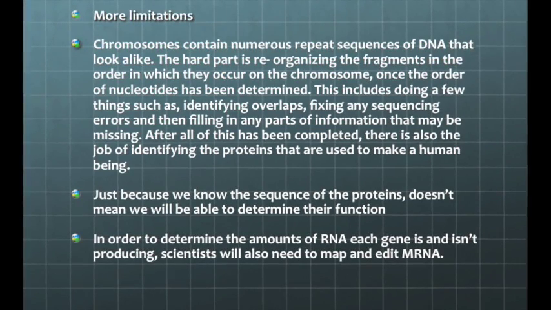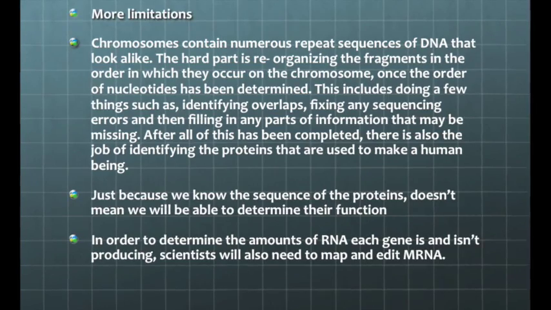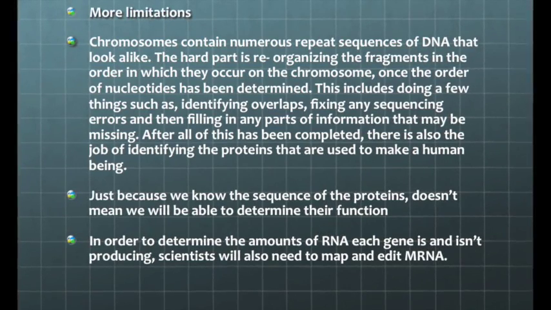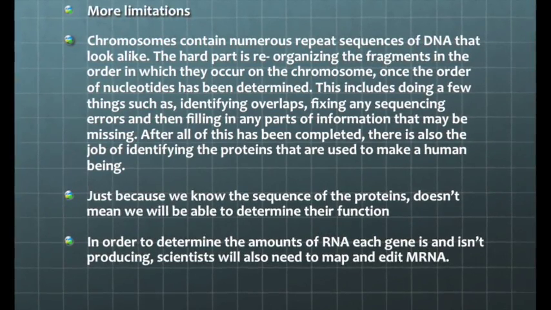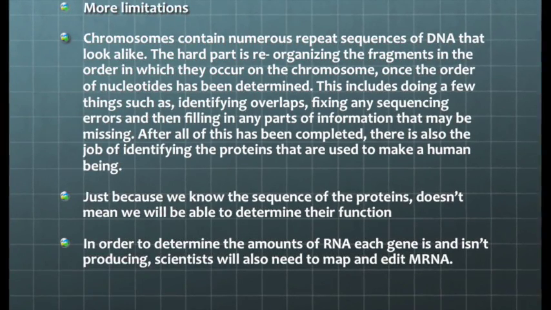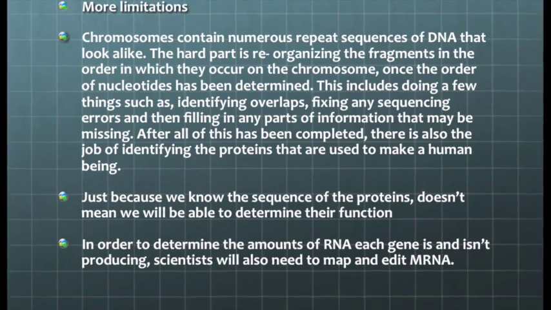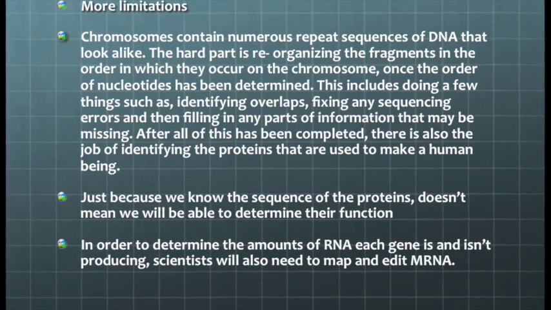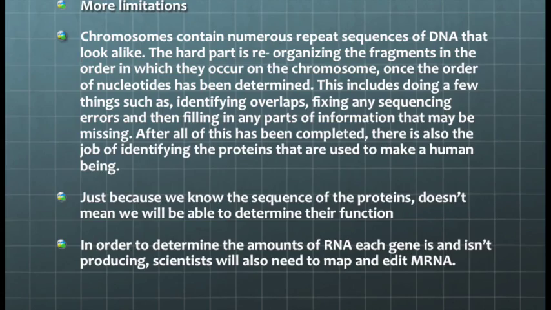After all of this has been completed, there is also the job of identifying the proteins that are used to make the human being. Just because we know the sequence of proteins doesn't mean we will be able to determine their function. And in order to determine the amounts of RNA each gene is and isn't producing, scientists will need to map and edit the mRNA.